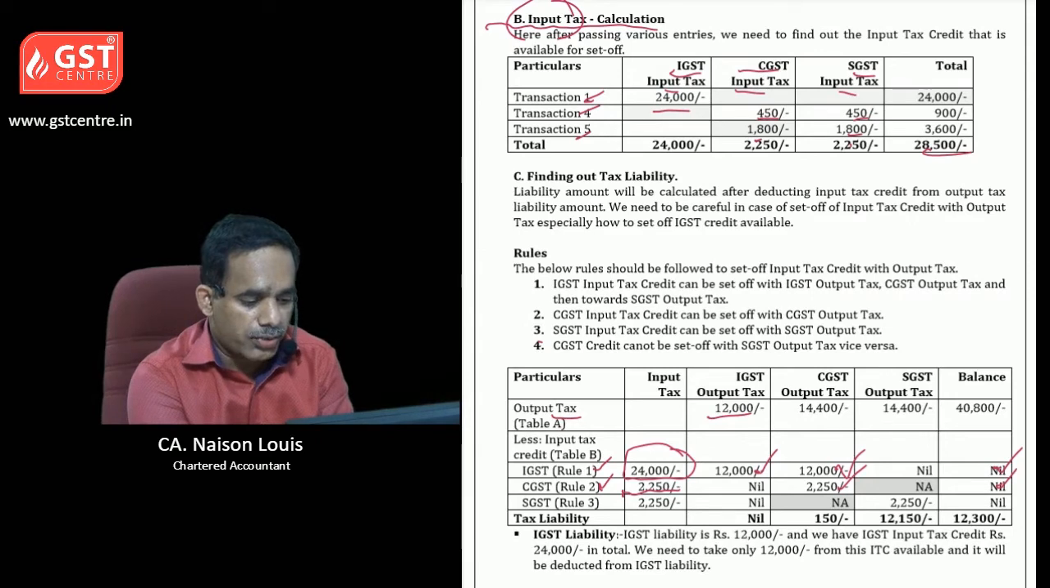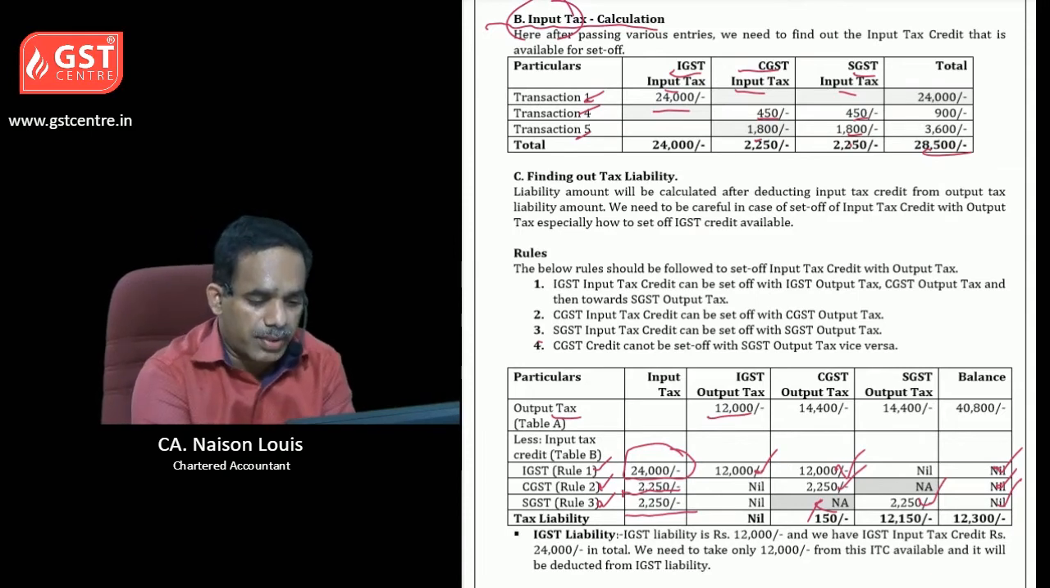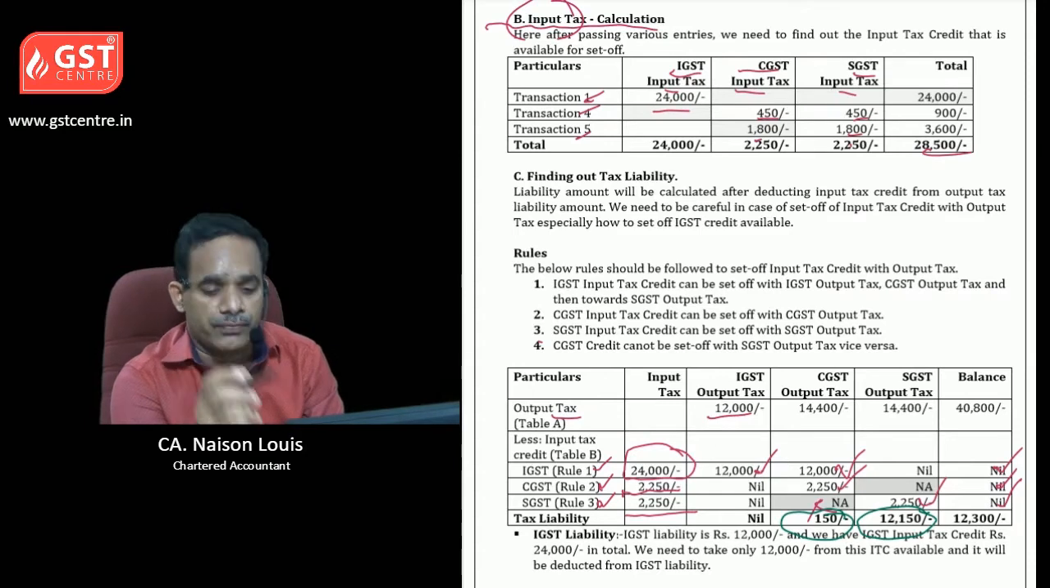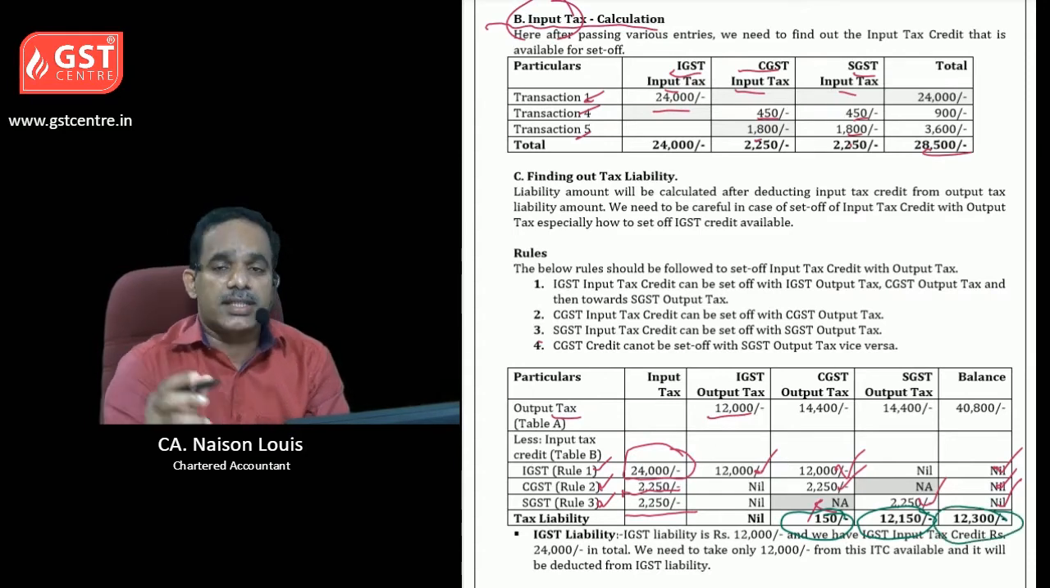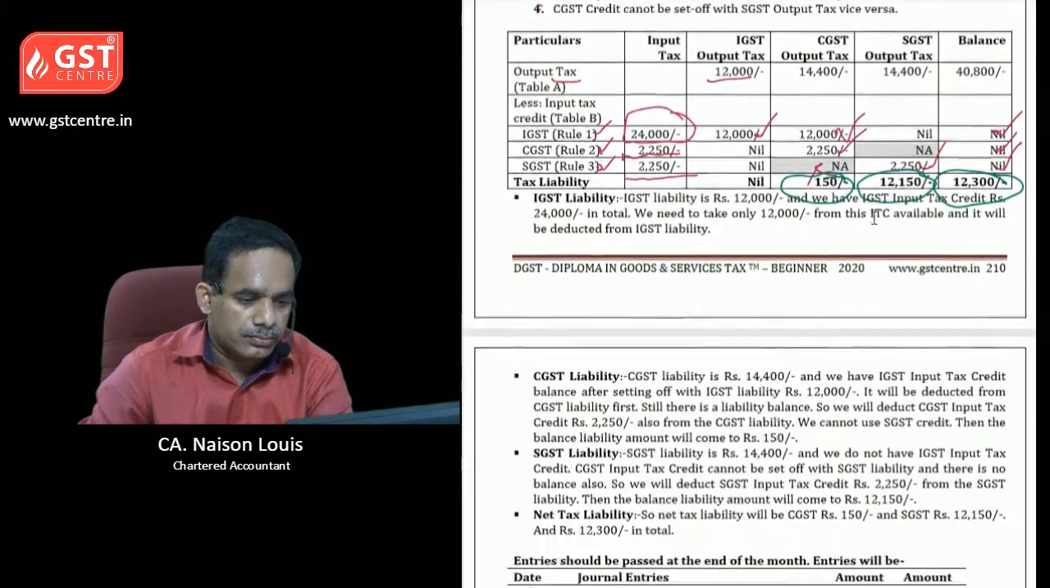Then coming to SGST rule 3, we will take 2250. It cannot be set off with the CGST, okay, even if there is any output tax payable. And here we will set off with the SGST output tax, and balance is nil. What is the balance amount coming? It is 150 and 12,150. So 12,300 is the total tax liability after deducting input tax credit from output tax.